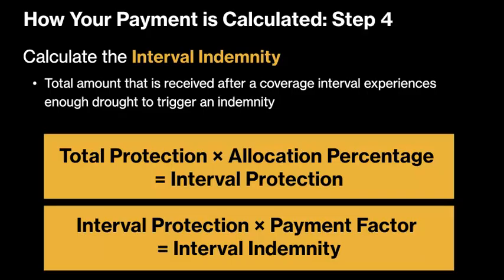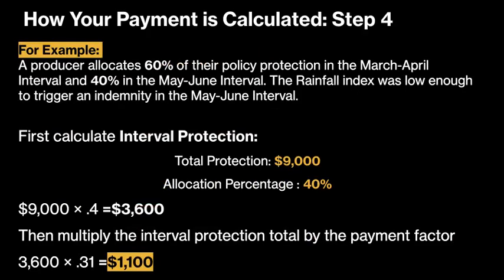In other words, the interval indemnity represents the payment generated by one specific coverage interval, after accounting for both the amount of protection assigned to that interval and the severity of drought. Suppose a producer has $9,000 of total protection under their PRF policy. They allocated 60% of that protection to the March through April interval, and 40% to the May through June interval. Now imagine that only the May through June interval experienced enough drought to trigger a payment.